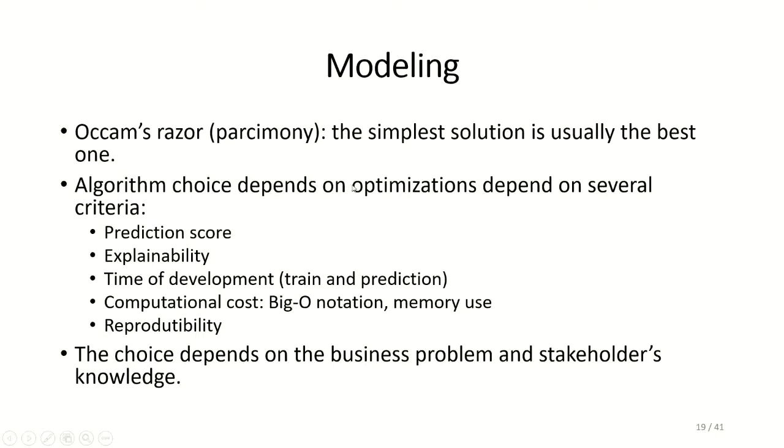About modeling, well, first thing first, we need to consider Occam's razor. The simplest solution is usually the best one. And the algorithm of choice will depend on prediction score, explainability, time of development, how long it takes to develop this, computational cost and reproducibility. For instance, if we're using state-of-the-art models, they might take longer and they might be harder to reproduce and to deploy also. And we need to consider the learning curve of using some complex algorithm too. So the choice depends on the business problem and stakeholders' knowledge.